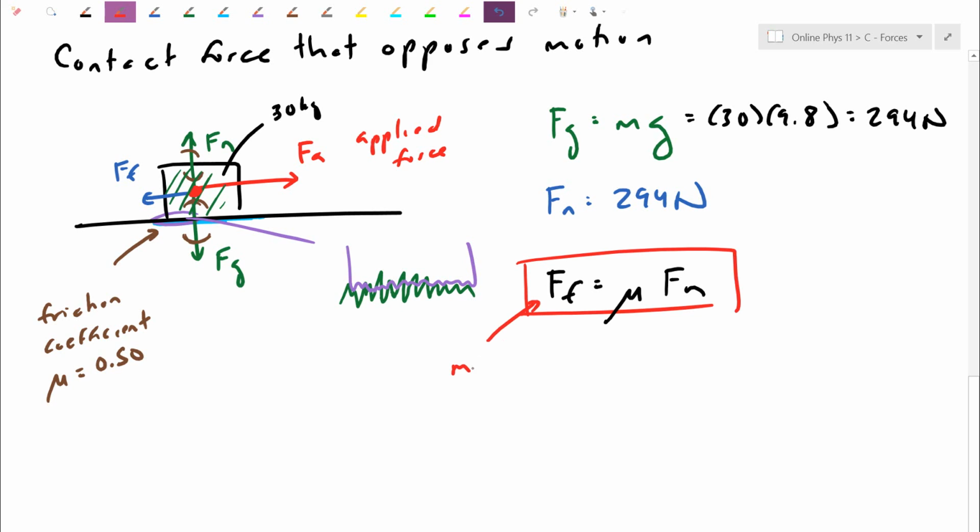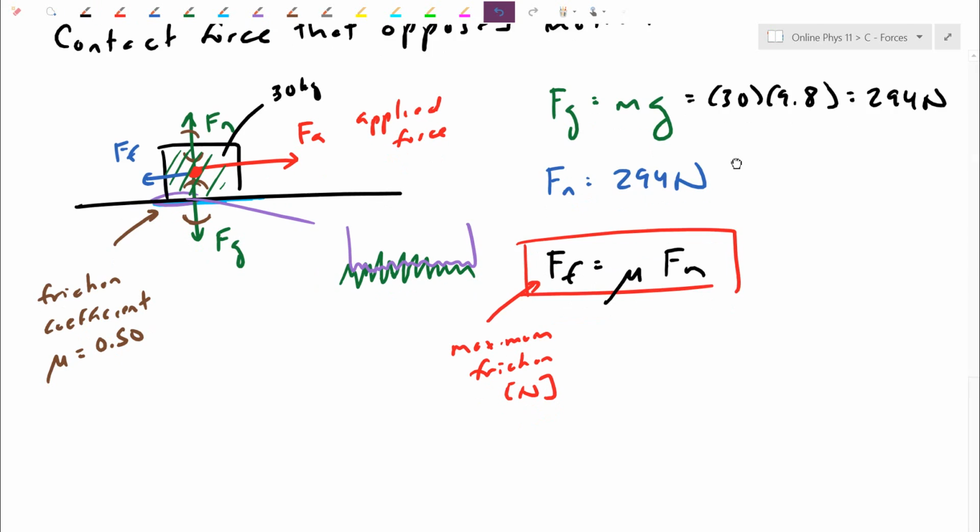I'm going to mention here this FF is the maximum friction. That's going to be in newtons because it's a force. Mu, again, is this friction coefficient, describes the roughness, and then this Fn is, like we knew, the normal force. The normal force here is sort of the apparent weight, and there we go. All right, so let's just punch our way through the numbers.